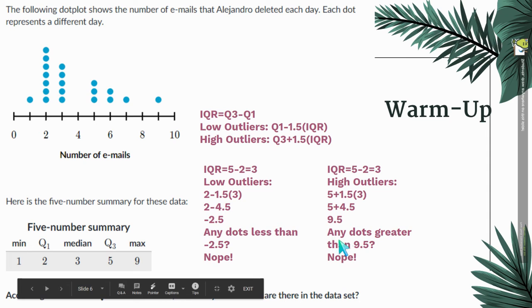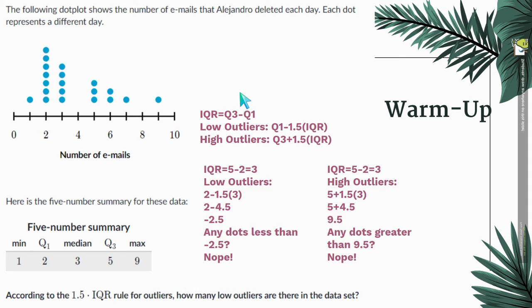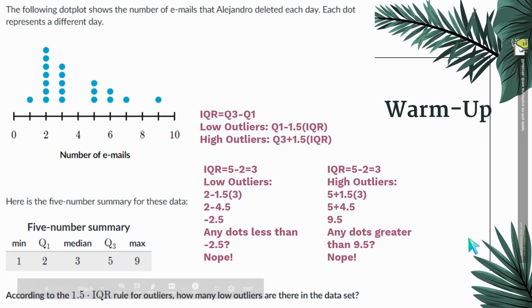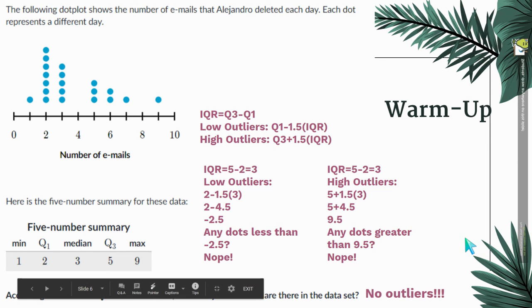Now you can ask yourself, are there any dots or values greater than 9.5 in our set of data? If this is 9, I don't see any dots greater than 9.5. And you can also see in our 5-number summary that our maximum is 9, which is smaller than 9.5. So no, there are no high outliers. So now we can answer the question: no, there are no outliers.